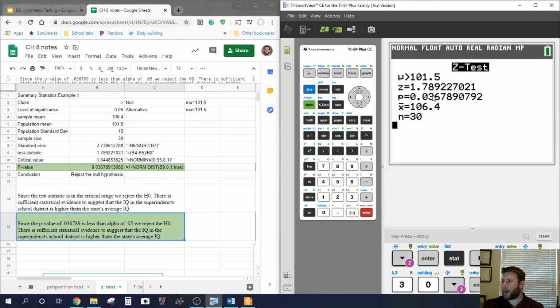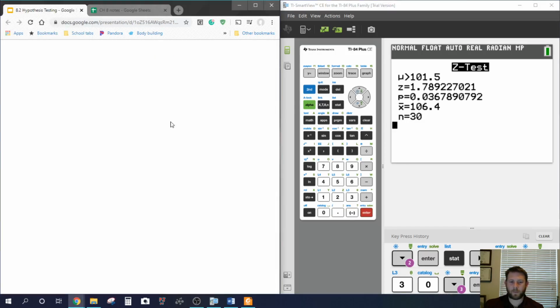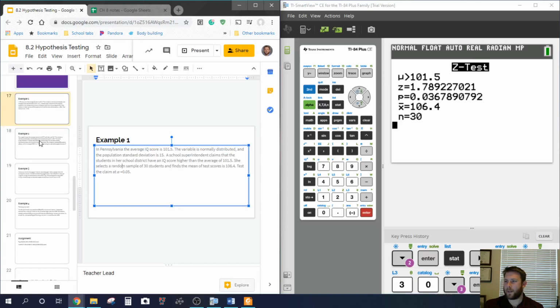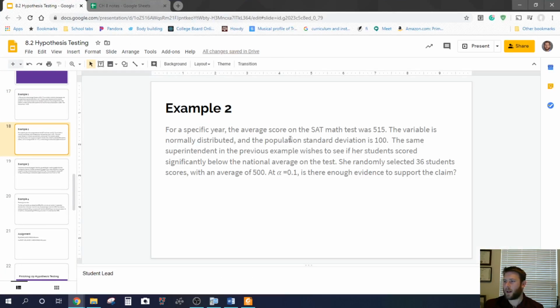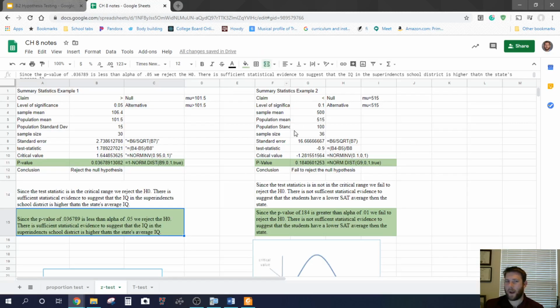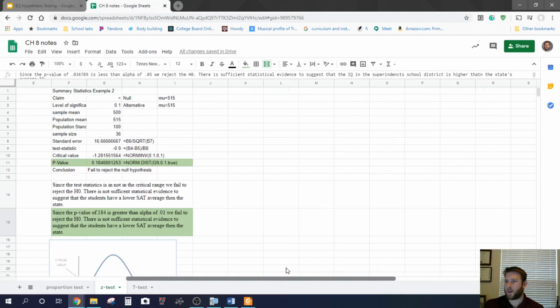Anyway, the p-value here is 0.03, alpha is clearly 0.05, and the p-value is less than alpha, so we reject the null hypothesis. That's the way you would check it there. Then same thing on the next example. For a specific year, here's our SAT example. Pulling up my notes from there, we have that over here. I'll shift this over.